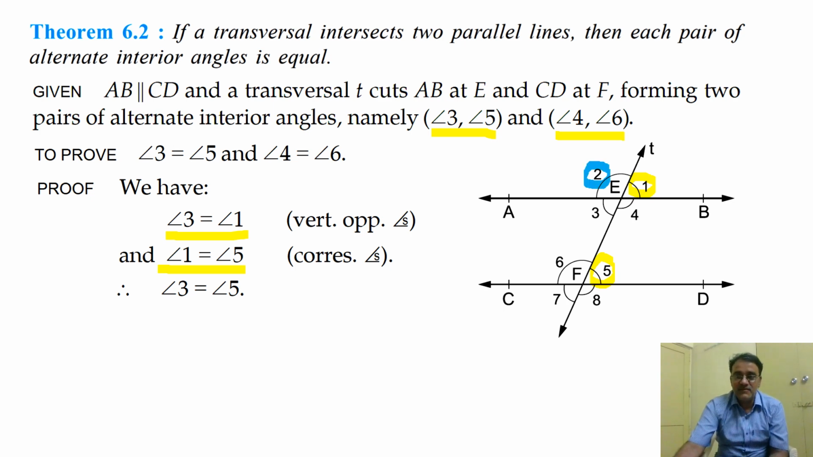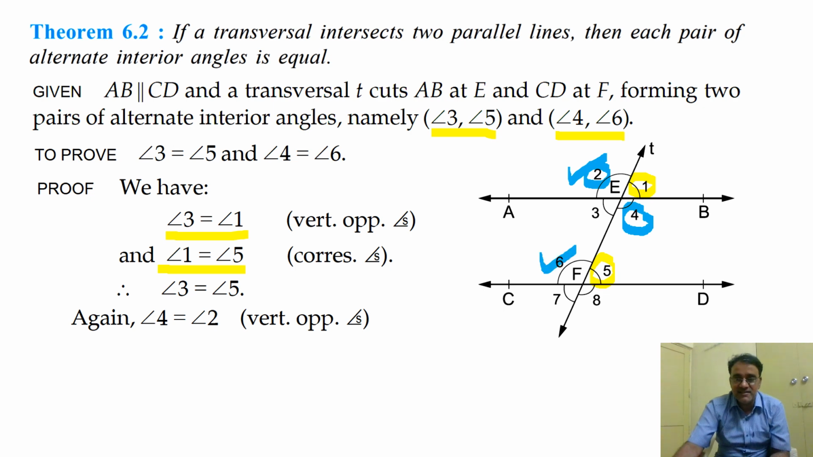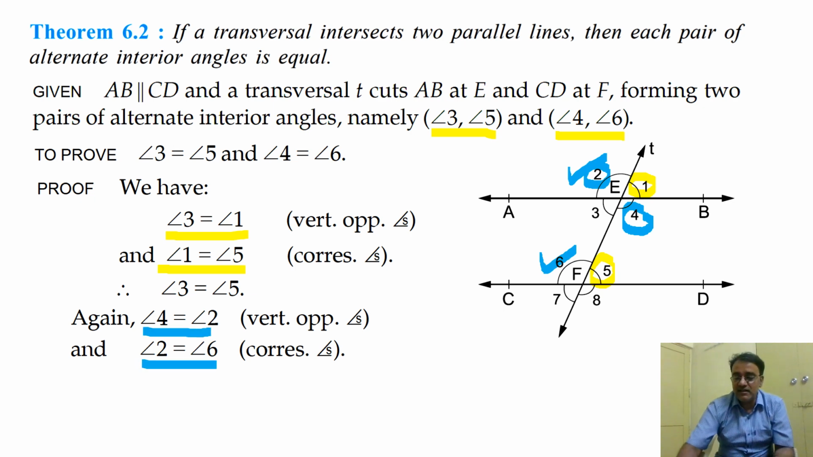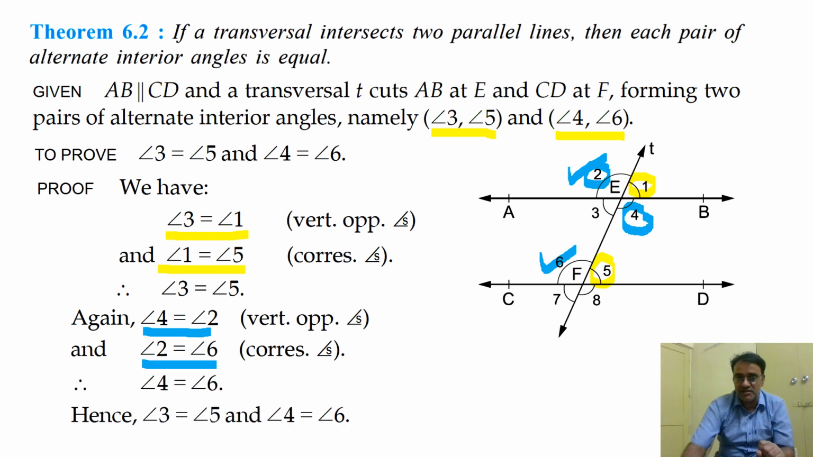Now angle 2 is equals to angle 6 and angle 2 is equals to angle 4, right? Angle 4 जो है angle 2 के बराबर होगा. Why? Vertical opposite angles. And angle 2 is equals to angle 6. Why? Corresponding angles. Okay. So again angle 4 and angle 6 are both equals to angle 2. ये दोनों जो है angle 2 के बराबर है. So both are equal to each other. Hence angle 3 is equals to angle 5 and angle 4 is equals to angle 6. Okay. तो ये मैं मिटा देता हूँ so that you can draw the diagram by seeing this diagram. Okay, fine.